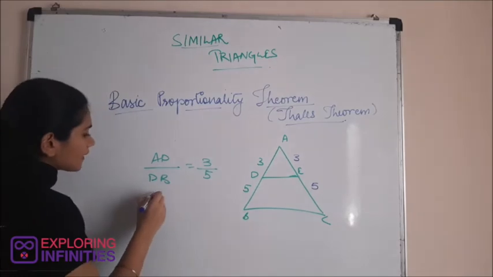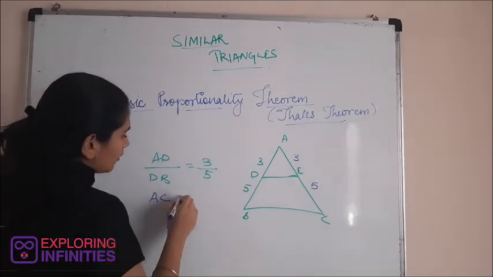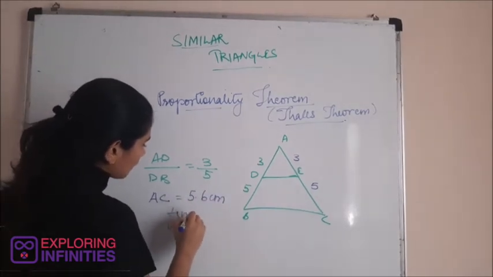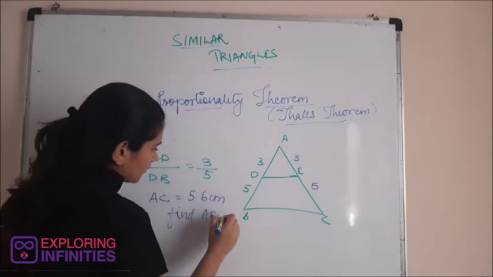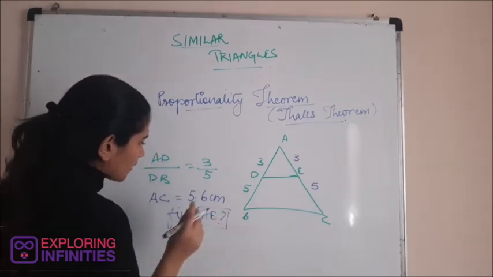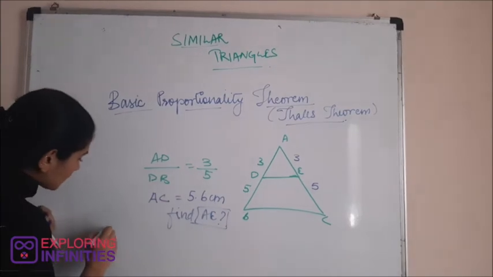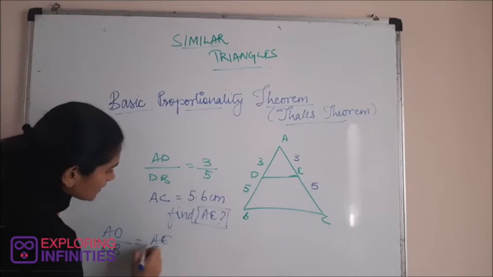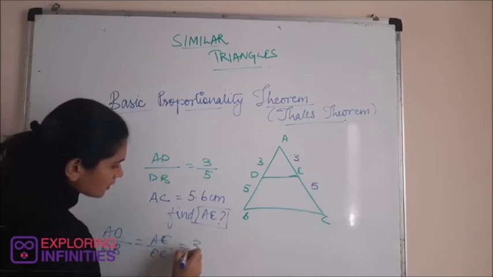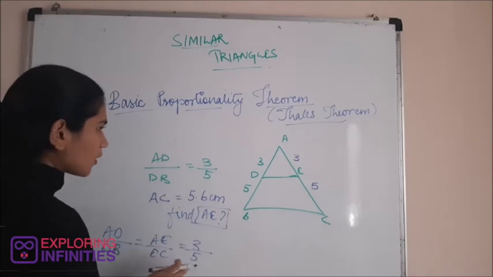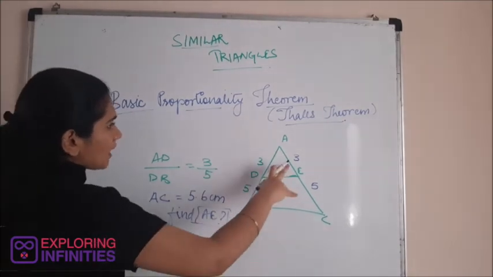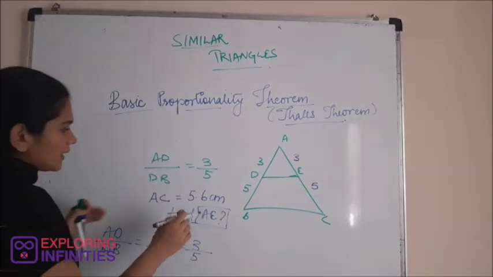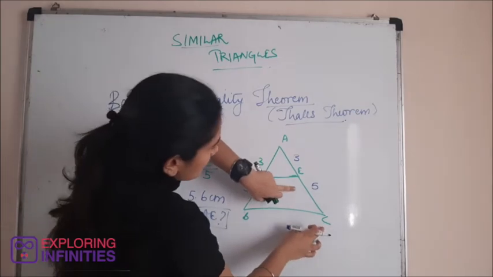Now, we are given the length of AC, which is 5.6 centimeter. What we have to find? We have to find AE. For that, as per the basic proportionality theorem, AD divided by DB equals AE divided by EC, which is equal to 3/5. Now, if we want to find the length of AE and we are given AC, how will we find it? AC is nothing but AE plus EC.